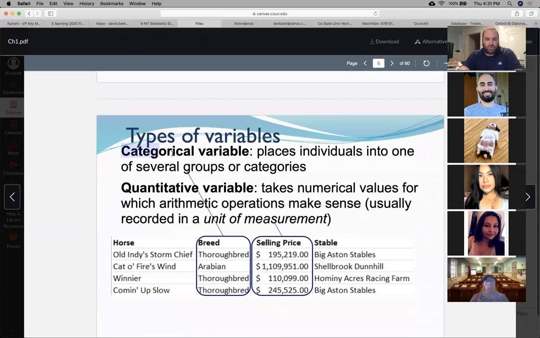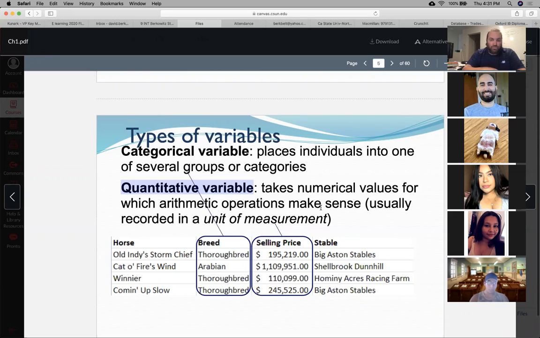So there's categorical variables. Categorical variables is when you place the individuals into categories, blue eyes, brown eyes, and so on. It's a category, not a quantitative measure. But height and weight would be quantitative. They take numerical values for which arithmetic operations make sense.